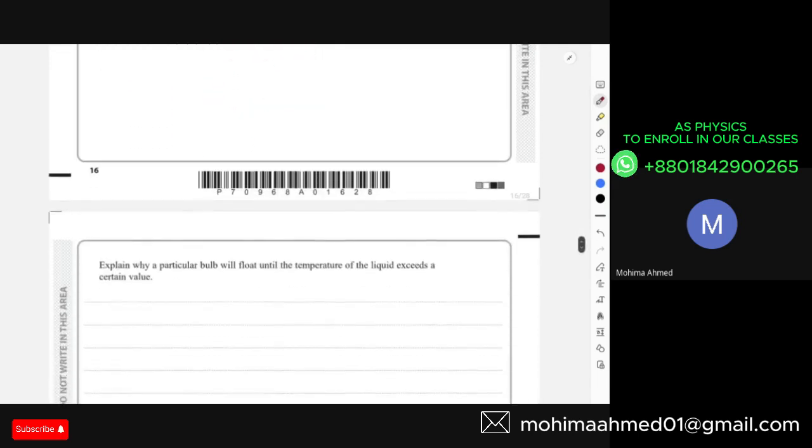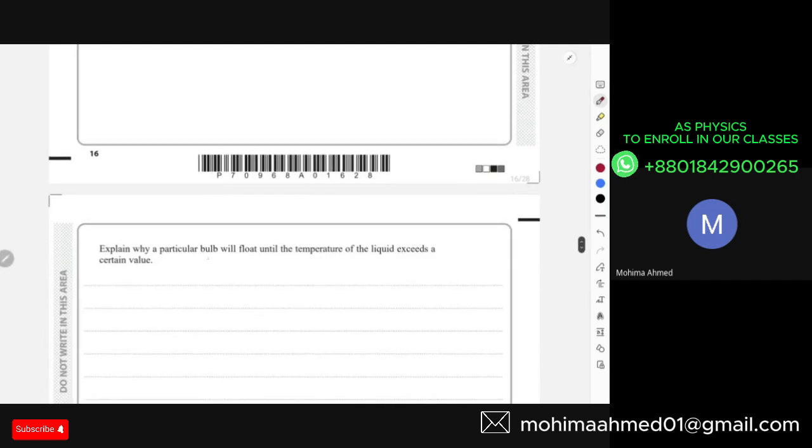And what is it saying? Explain why a particular bulb will float until the temperature of the liquid exceeds a certain value. Why will it float until it exceeds a certain value? Because at some value, this is the threshold temperature. Up to that threshold temperature, upthrust was greater than weight, right? That's why the bulb will continue to float. And after that point, when the temperature increases beyond that level, the upthrust will become smaller than the weight.